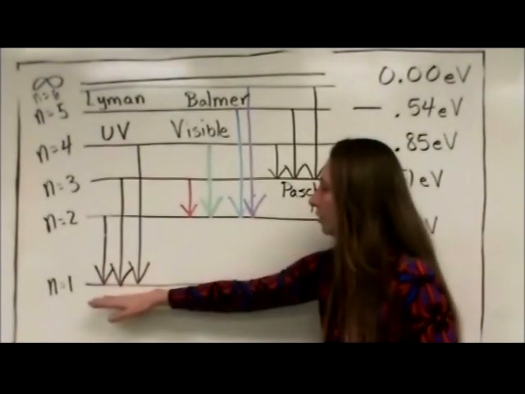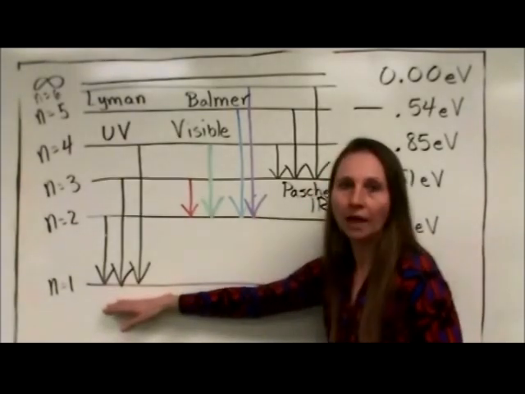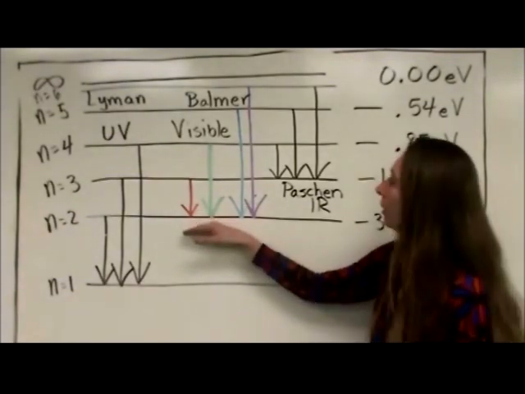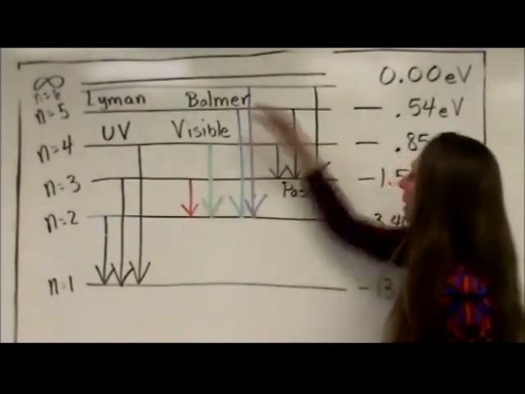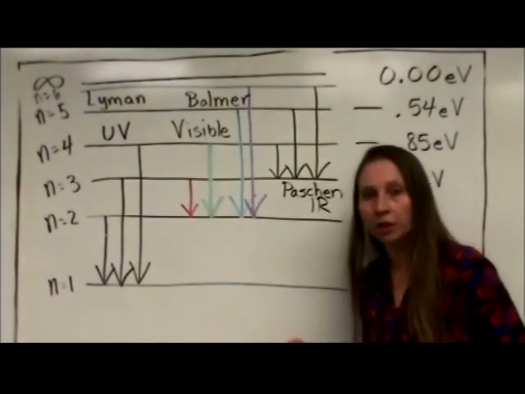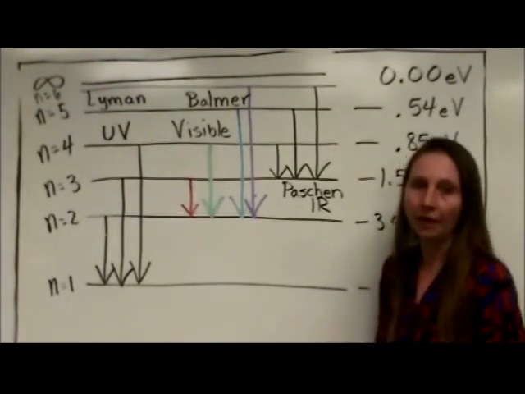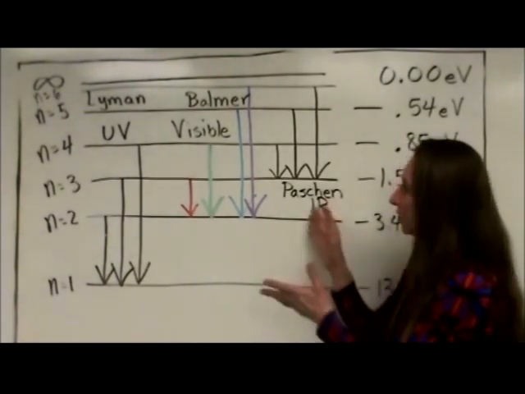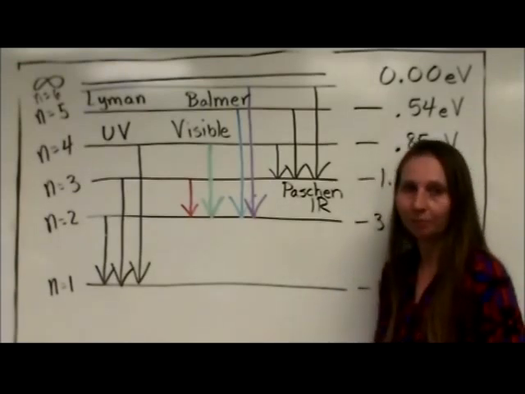If you're falling down to the first energy level, you're giving off a photon of ultraviolet light. If you fall down to the second energy level, you're emitting a photon of visible light. If you fall down to the third energy level, you are emitting a photon of infrared light. You can memorize that, and it might save you a little bit of time on a particular question that asks about this on the New York State Regents exam in physics.